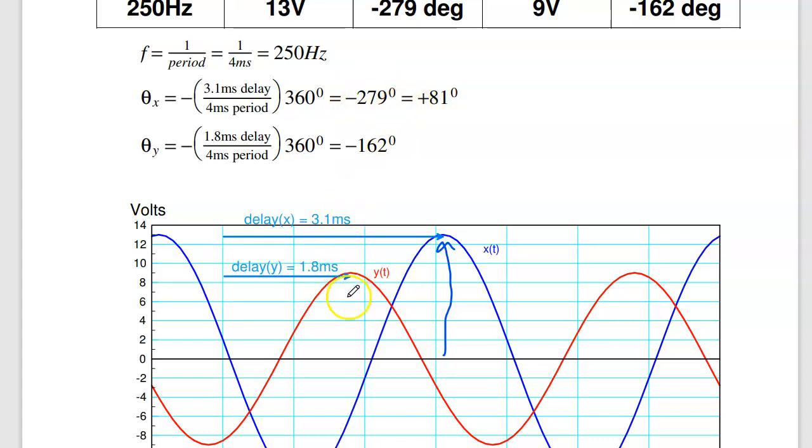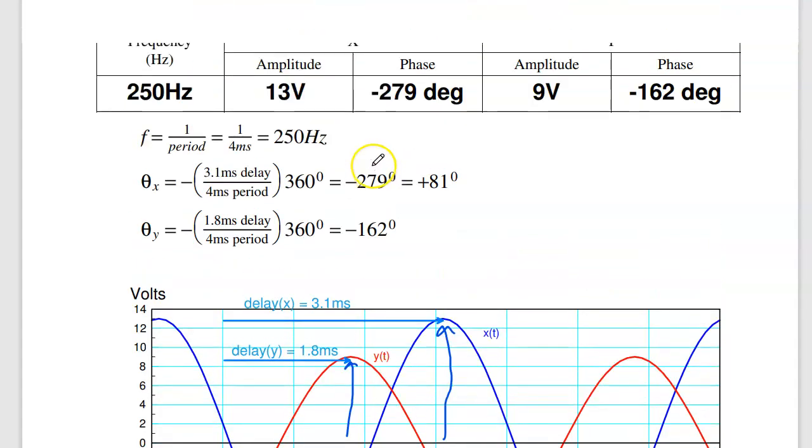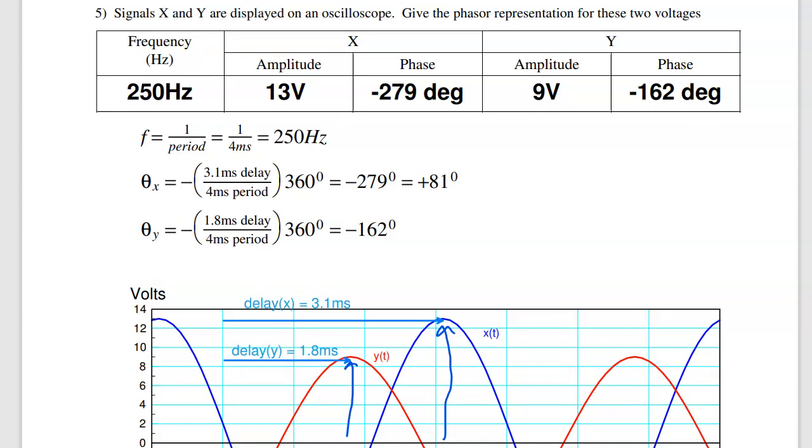For y, the peak is 9 volts. The delay is 1.8 milliseconds. Converting to degrees, that's 1.8 milliseconds out of a period. That percentage of one cycle is minus 162 degrees. So that should be the answer for problem 5.